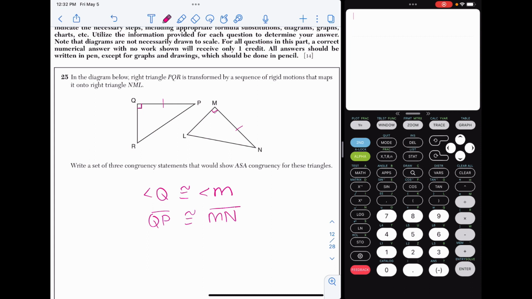So when you're using angle-side-angle, the side that we have marked off as congruent must be directly between the two angles. So I need angle P and angle N to be congruent. And now I have angle-side-angle represented in my pictures. Keep in mind, you could have had different answers to this question. You could have potentially used side QR and angle R. That would also give you angle-side-angle.